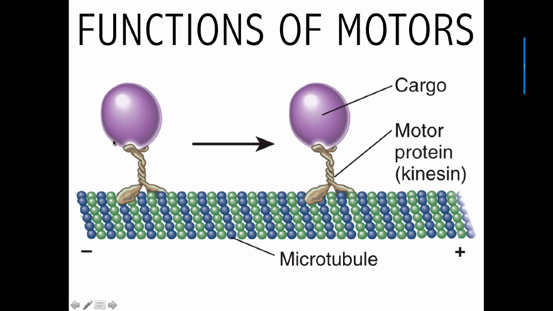So here's another example of a motor protein. This is kinesin, and what we have here is some cargo. This could be, like I said, a vesicle, a neurotransmitter-filled vesicle. And here, kinesin is this double-headed motor protein.